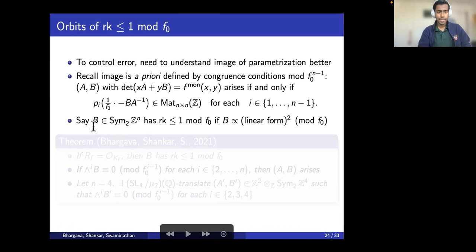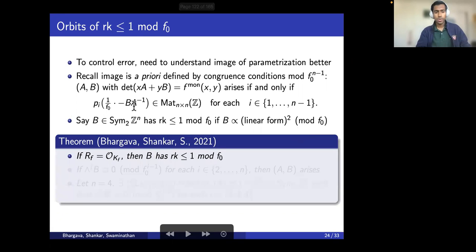Recall that we say a symmetric n by n matrix B has rank at most 1 mod f0 if, viewing B as a quadratic form, it is proportional to the square of a linear form mod f0. What we had shown was that if the ring R_f is the ring of integers of its fraction field, then B is going to have rank at most 1 mod f0. So in that case, the image of the parametrization is defined mod f0, not mod f0 to the n minus 1.